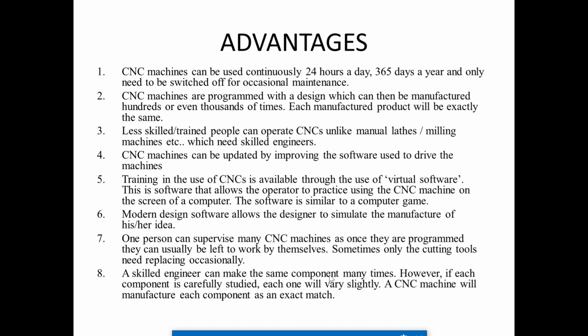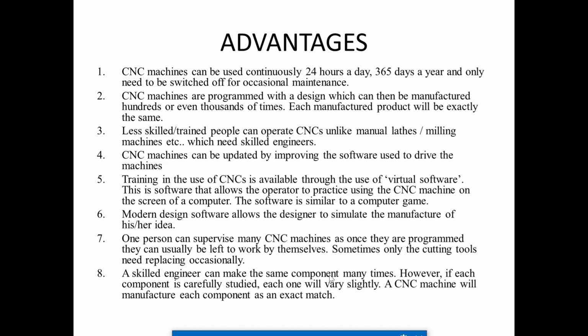So when you compare it with human labor, CNC machines are much more accurate. The third one is that less skilled trained people can operate CNC, unlike manual lathe and milling machines, etc., which need skilled engineers. So you can use unskilled or less skilled laborers to operate the CNC. For operating and maintaining lathe or milling machines, we need highly skilled operators.